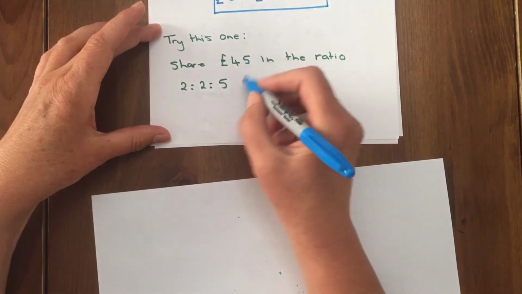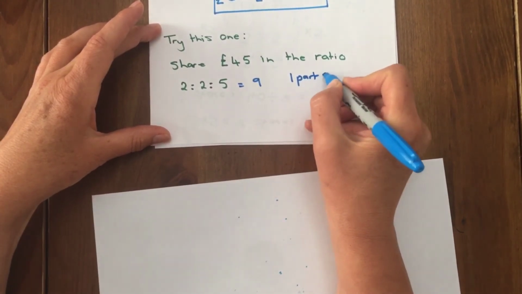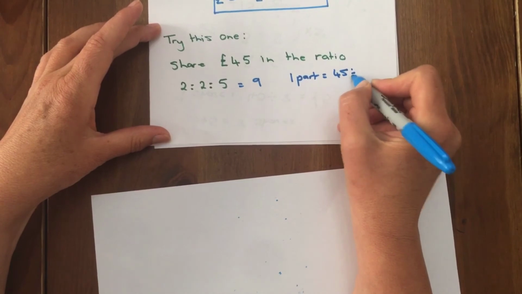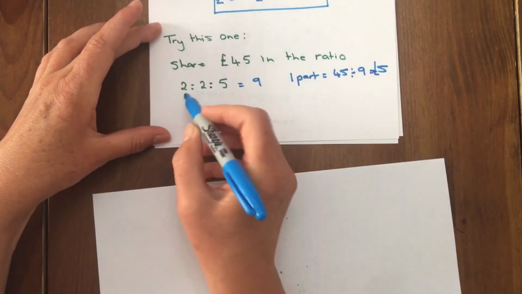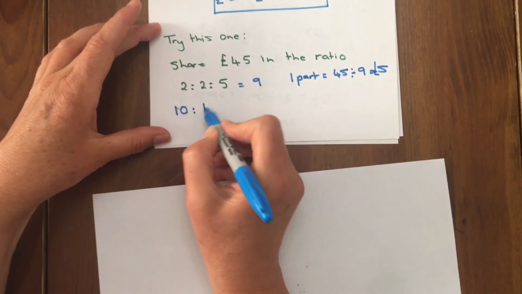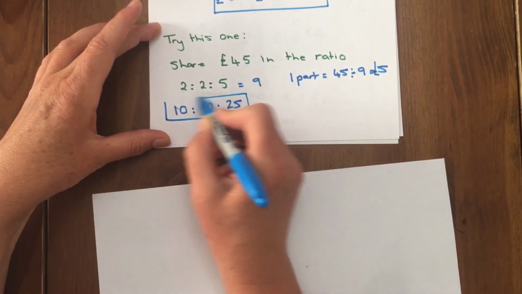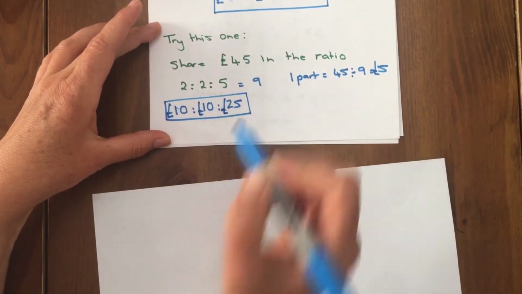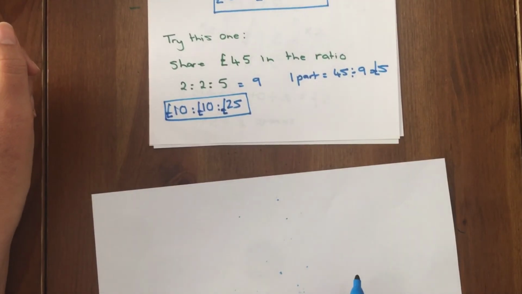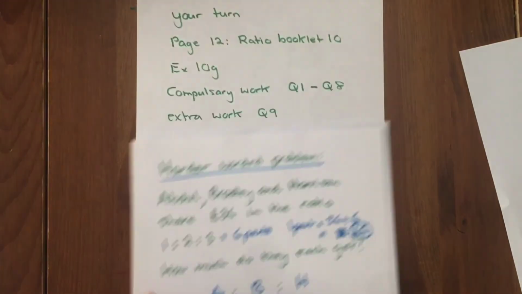So 9 parts in total. So 1 part, 45 divided by 9 is £5. Times each of these by 5: 5, 10, 30... £25 is my answer. Put your pound sign in. So they add up to 45, so we know we're right. Okay, now it's your turn.